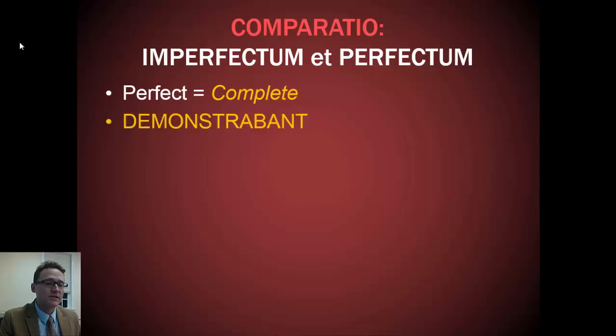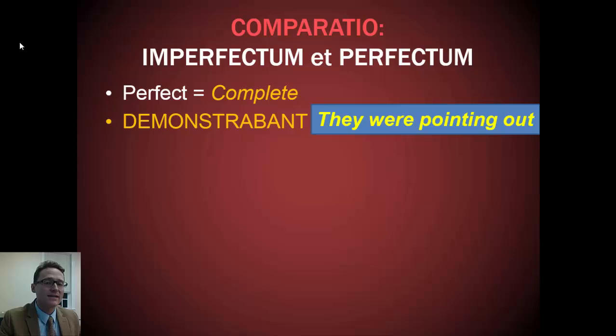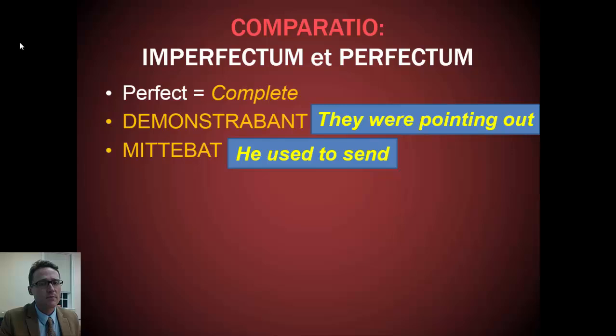So, for example, demonstrabant, they were pointing out. So, when we're talking about this as something happening, we use the imperfect. Likewise, if we're talking about something that is habitual, or that was habitual in the past, we also use the imperfect. Mitebat, he used to send. So in the first example, demonstrabant, this could have been going on for a period of time. For the other, mitebat, this is used to describe a particular action.